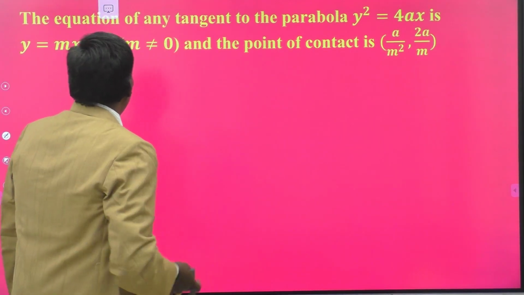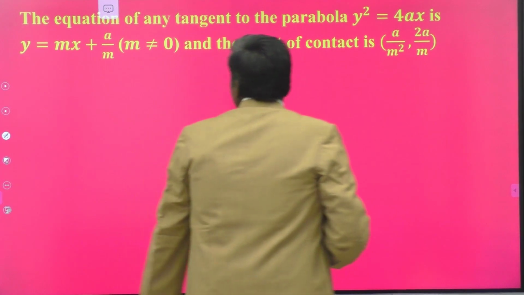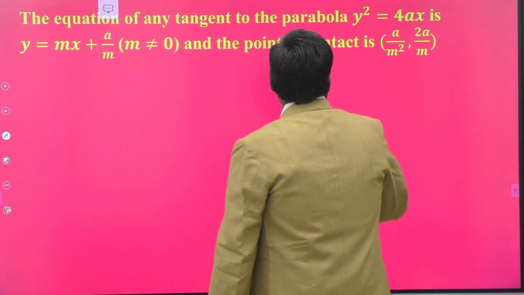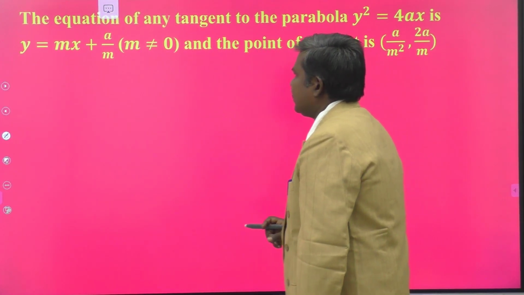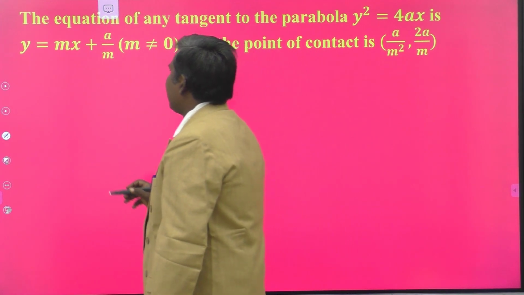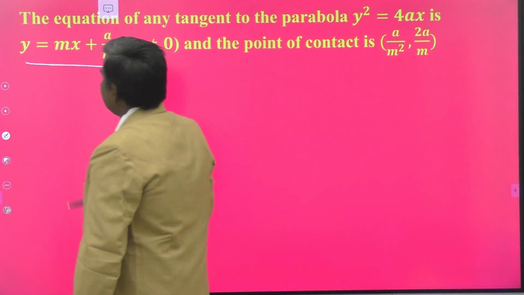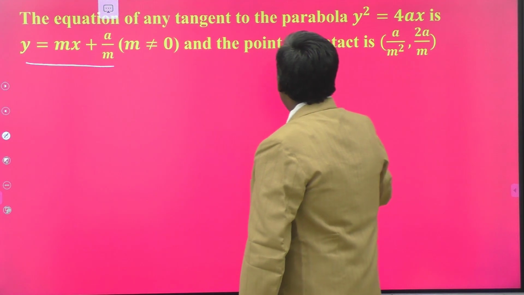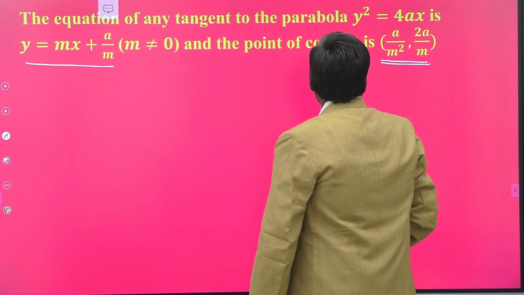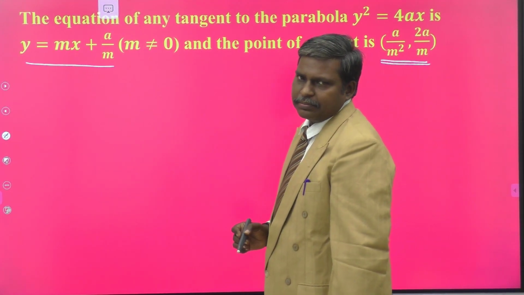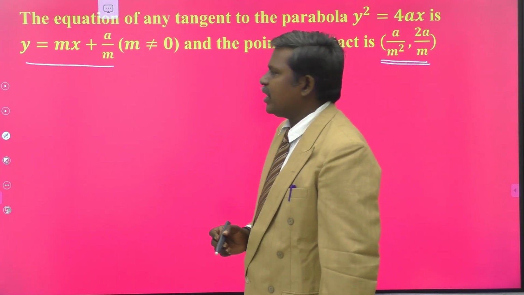Now, from that we conclude that the equation of any tangent to the parabola y square equal to 4ax is y is equal to mx plus a by m, and the point of contact is a by m square comma 2a by m.